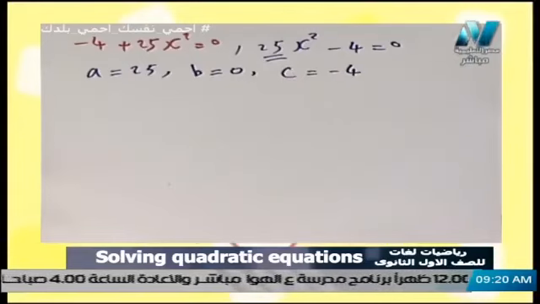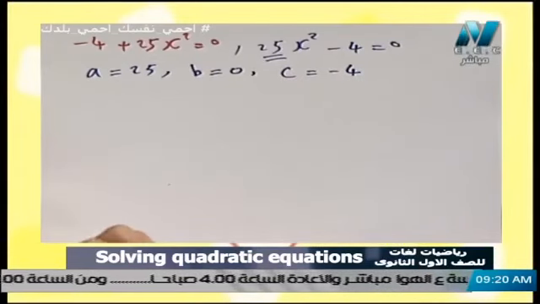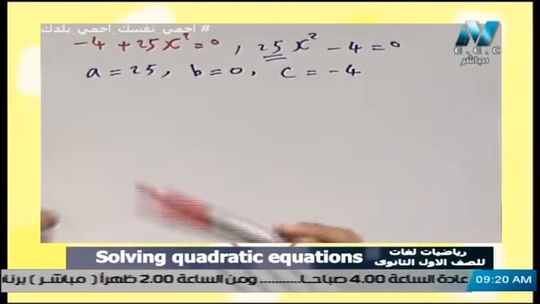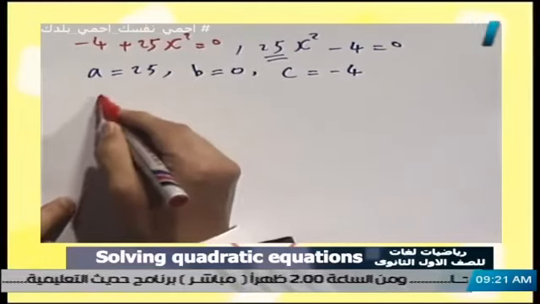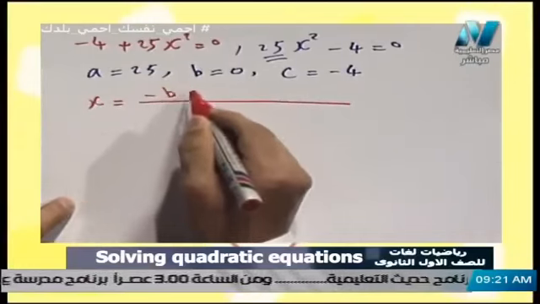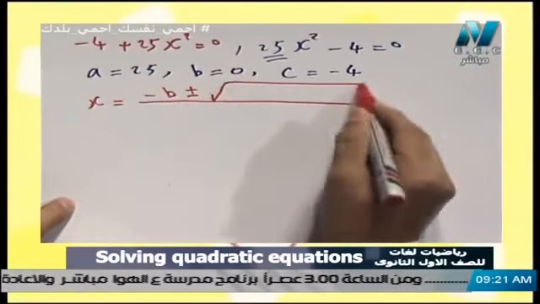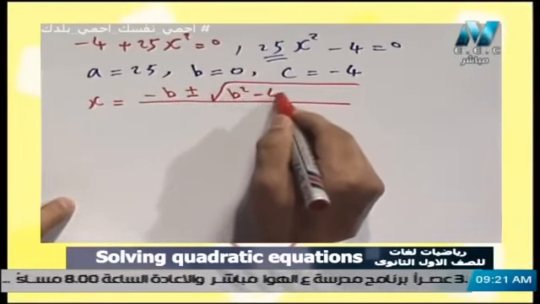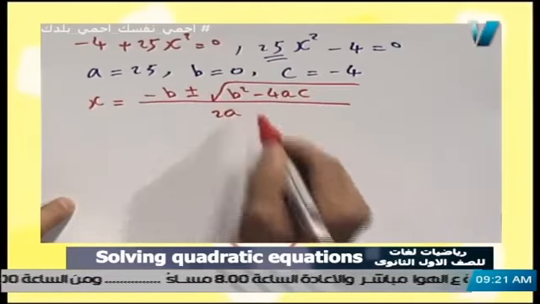And we know that the general formula is x equals negative b plus or minus the square root of b power 2 minus 4ac, over 2a.